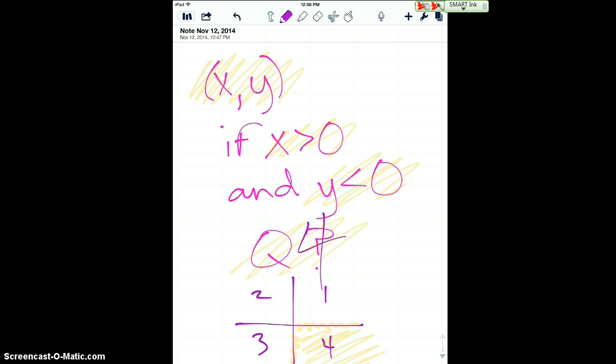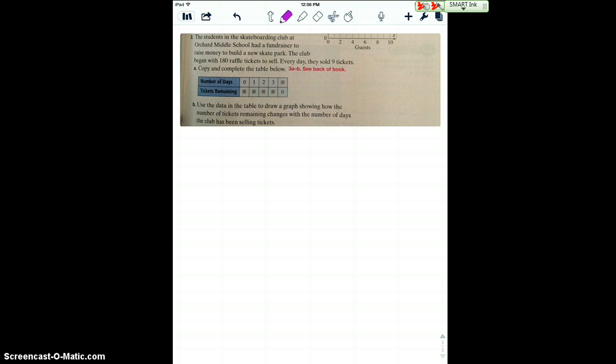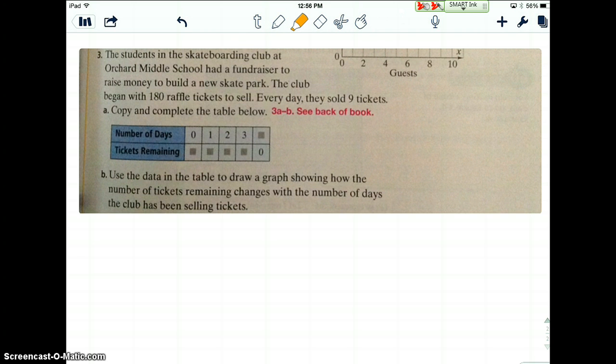Okay, so there's one problem that I wanted to go over. And then one other one is a word problem. And this one is about skateboarding. So students in the skateboarding club at Orchard Middle School had a fundraiser to raise money to build a new skate park. Aw, good job, Orchard Middle School. The club began with 180 raffle tickets to sell. Every day, they sold 9 tickets. So copy and complete the table below.